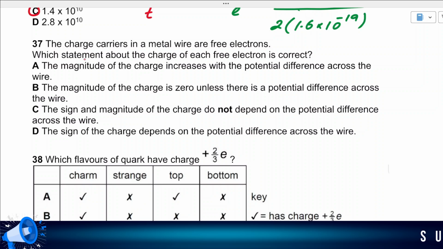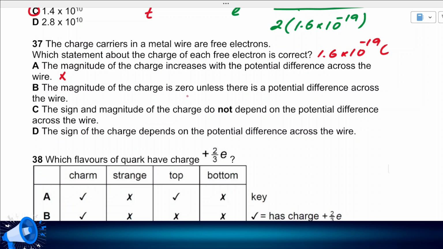Which statement about the charge of each free electron is correct? So this is a charge of 1 electron. Which statement about the charge of each free electron is correct? The magnitude of the charge increases with the potential difference. No, the magnitude of the charge of the electron remains same. The overall charge passing through the conductor increases, but the magnitude of charge of each electron remains same.